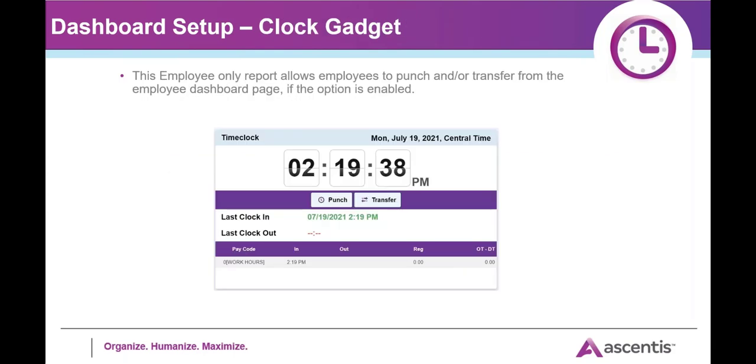The next one is the clock gadget, and this is an employee-only gadget as well. And this will show up on all dashboards. It will show you the current time, possibly give the employees options to punch or transfer depending on their access, but it will always show when they clocked in last, when it's in or out. So whether the employee is punching from that mobile app or punching from a time clock or punching from the website, it will still pull in their punch wherever it's coming from.